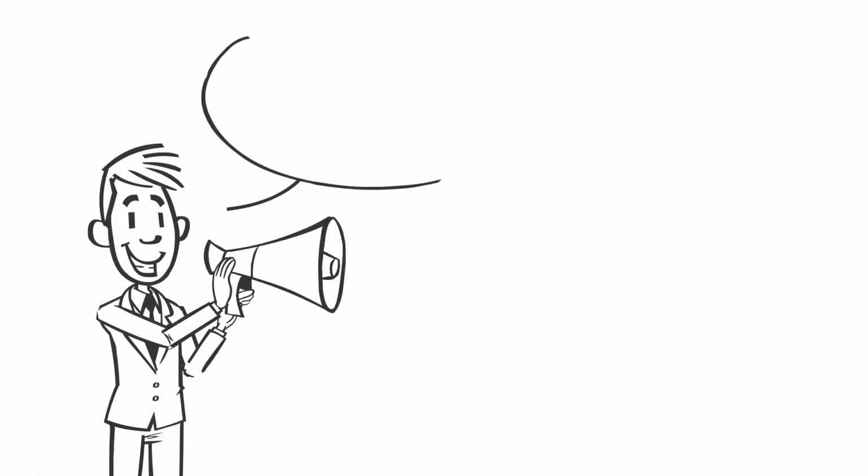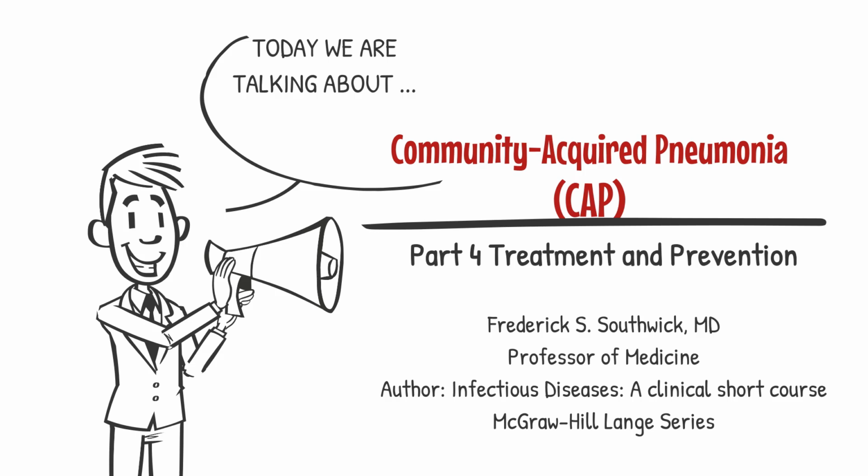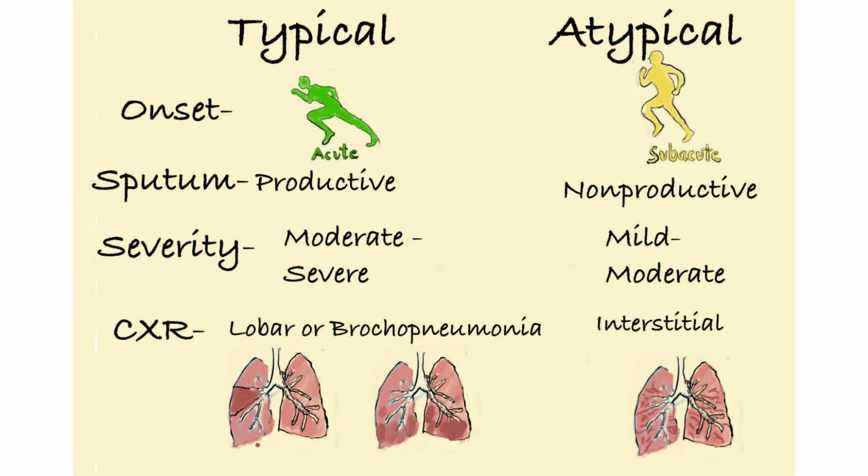In our final video, we will discuss the treatment and prevention of community-acquired pneumonia. To help decide on treatment, the clinical classification of pneumonia can be broken down into two groups: typical, usually infections due to conventional bacteria, and atypical, sometimes called walking pneumonia, caused by viruses and intracellular bacteria, Mycoplasma, Chlamydia, and Legionella.